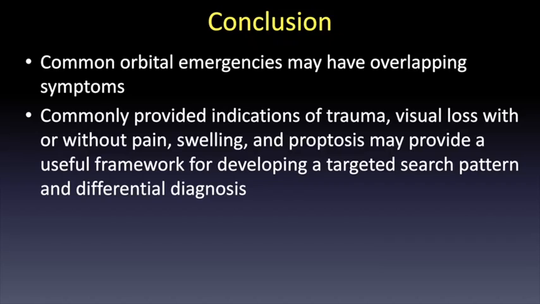In conclusion, the spectrum of orbital emergencies may present with various symptoms that may overlap. However, it is useful to develop differential diagnoses based on commonly given indications for imaging in the emergent setting, including trauma, visual loss, swelling, and proptosis.